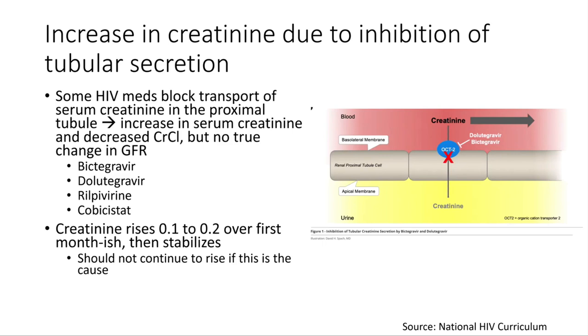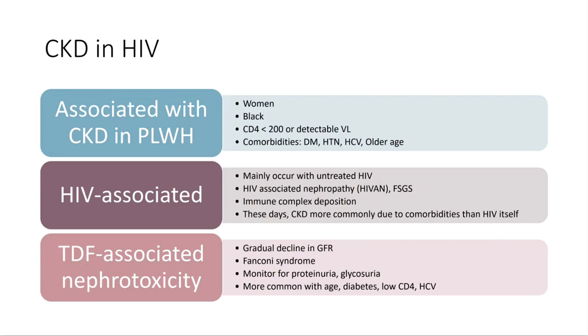Again, this is a very small rise in creatinine. It should be 0.1 to 0.2, no more, and it should go up in the first month and then stabilize and not continue to rise. But this is a real thing. I feel like usually in real life, people's creatinine fluctuates by 0.1 to 0.2, and I don't know that we make much of it generally if it's not an ongoing trend, and other things can cause CKD in HIV.